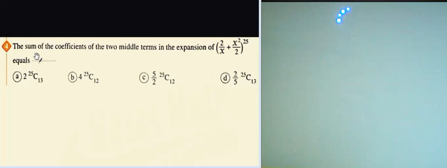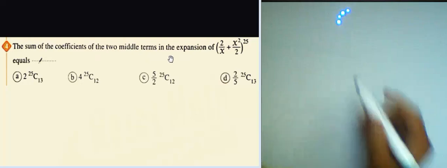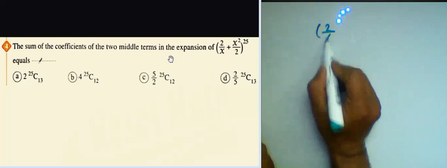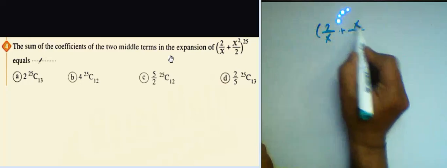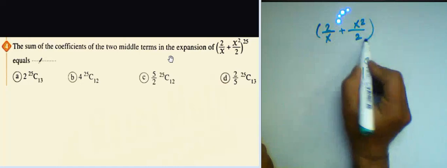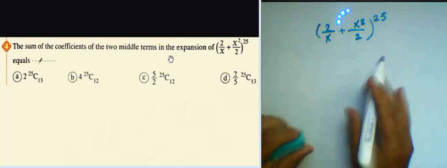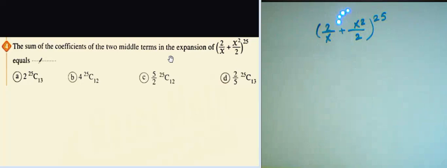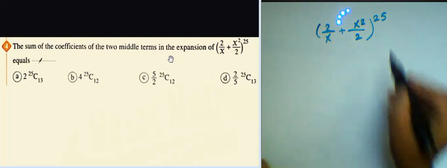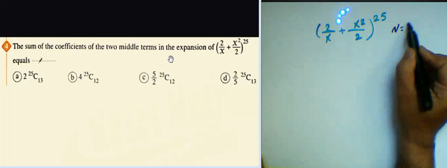Question 4, the sum of the coefficients of the two middle terms in the expansion of (2 over x plus x power 2 over 2) all power 25 equals what? He asks for the sum of the coefficients of the two terms in the middle. We know we have in this expansion (2 over x plus x power 2 over 2) all power 25. We have 26 terms here in this expansion. The number of terms here equals 26.